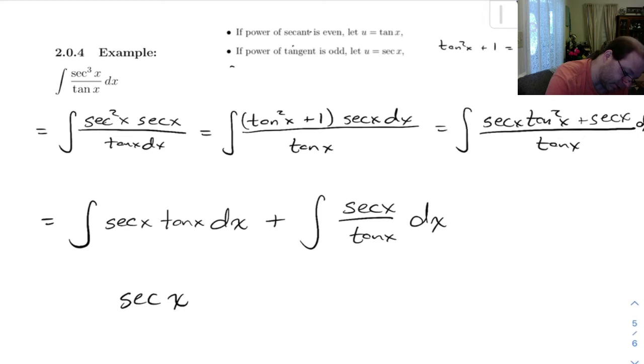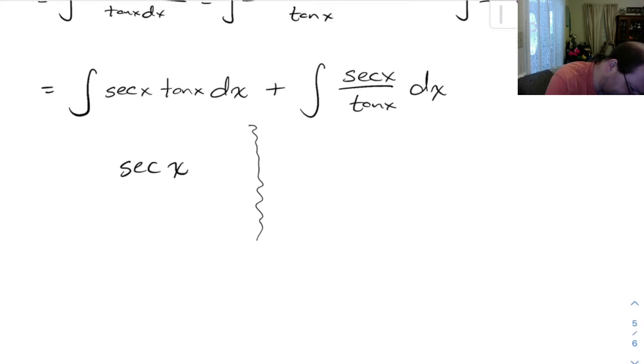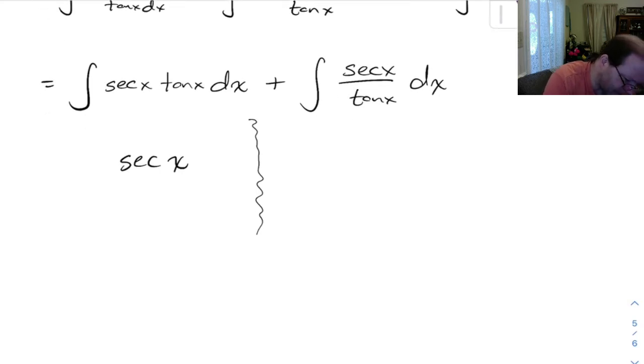And you know what I like to do? When I break stuff into two different integrals, I like to put a squiggly line between them. That gives us secant x immediately. Now this one over here, we've got to figure out what to do with this.